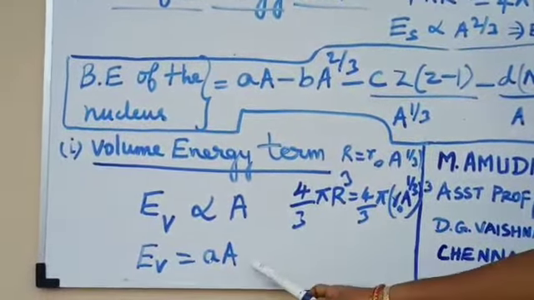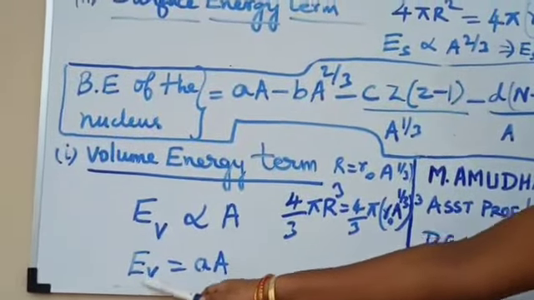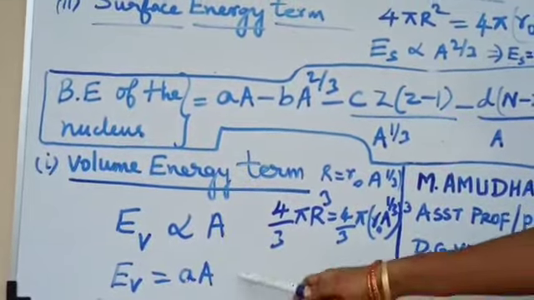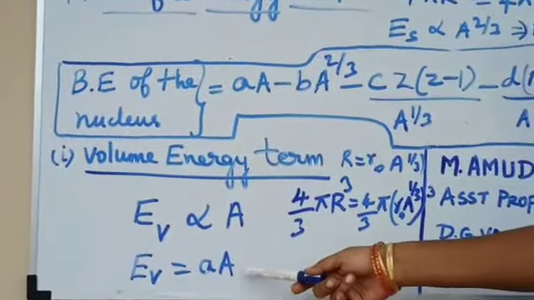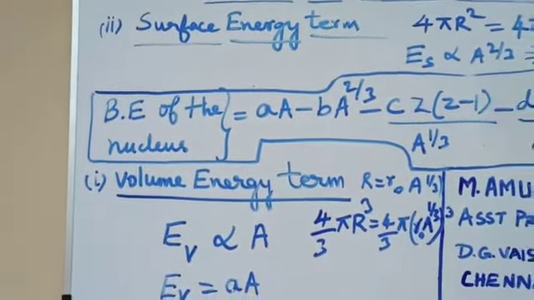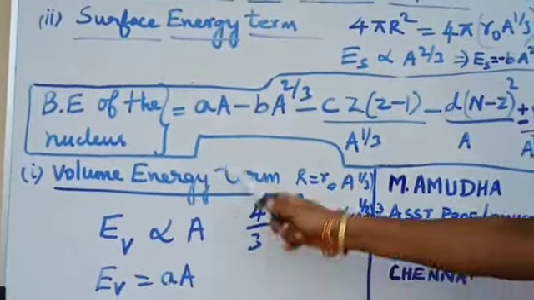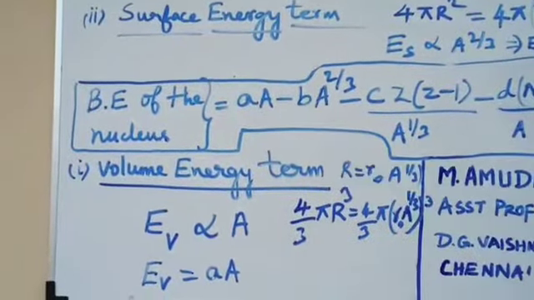So if the number of nucleons in the nucleus is higher, the volume energy term is also found to be higher. The number of nucleons is similarly represented as the mass number. So as the mass number increases, the volume energy also increases. So the binding energy increases automatically if this energy term value increases.